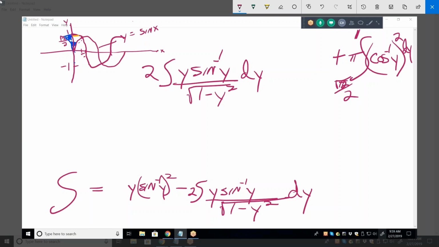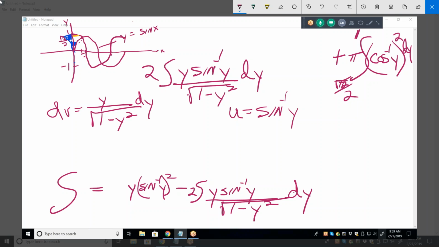We got this other stuff, y over 1 minus y squared. Right. How are we going to do that? That's, first of all, a polynomial. So when we're trying to figure out what our u is going to be, based on LIPET, it's going to be that. And our dv is going to be y over square root of 1 minus y squared dy, everything else.